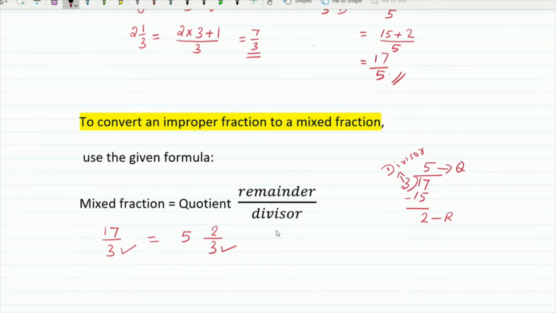Now we can take one more example, 25 divided by 4. Converting improper fraction to mixed fraction, we have to divide 25 by 4. 4 table, 6 times 24. We should do subtraction. 5 minus 4 is equal to 1. Now you have to write down the remainder, quotient and divisor.